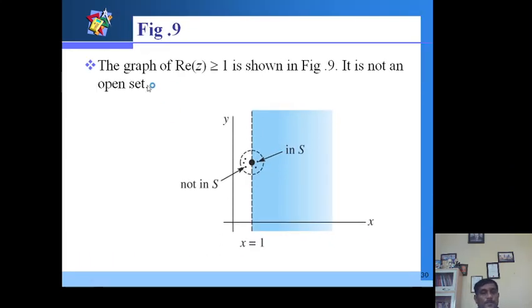One more figure: observe the graph of the real part of z greater than or equal to 1. You know that here x is equal to 1, since the real part of z means the x axis. It shows that it is greater than or equal to 1. In this case it is not an open set because the boundary line is included. Therefore the real part of z greater than or equal to 1 is a closed region.